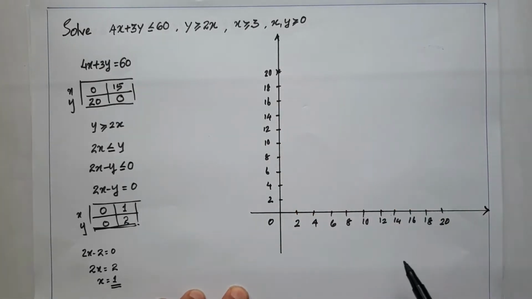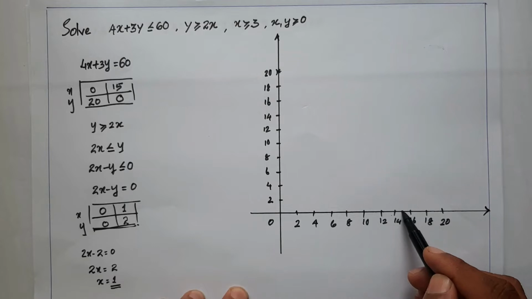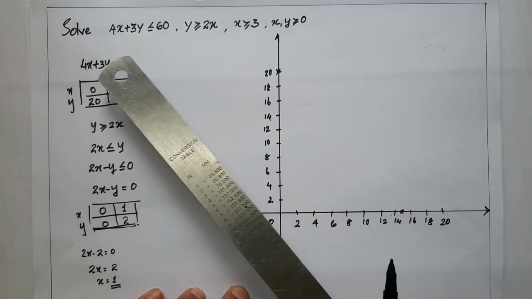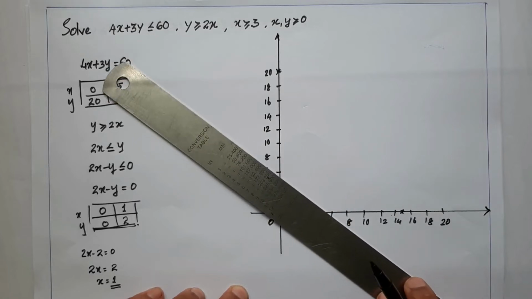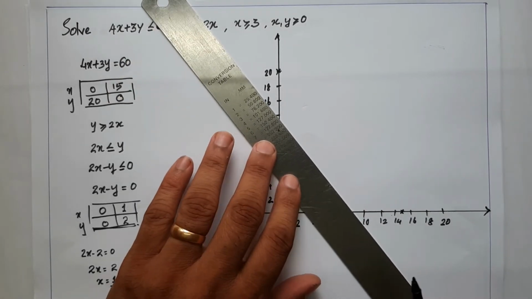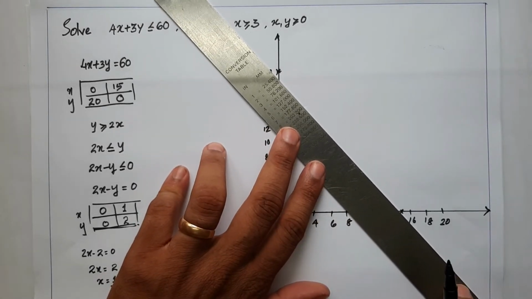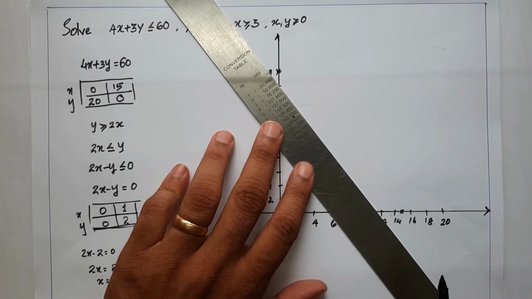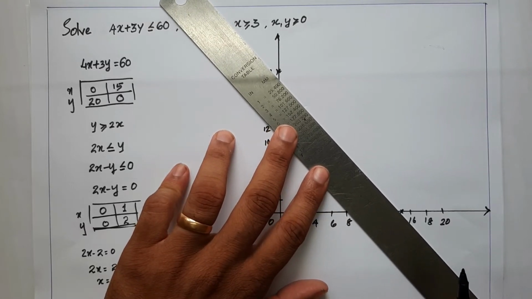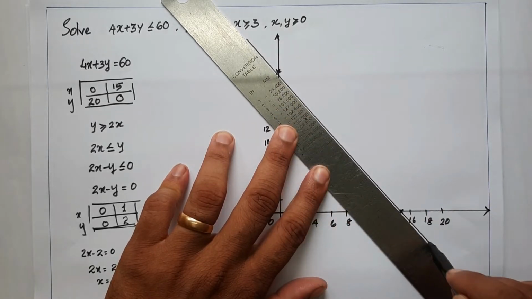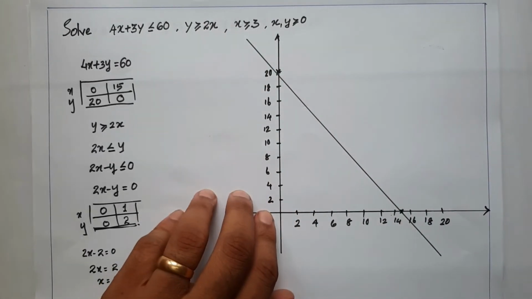The next point is 15, which lies between 14 and 16. By joining these two points, since the given inequality includes equality, we join these two points with a line. Otherwise, if the given inequality were 4x plus 3y less than 60, then we would join these two points using a dotted line. This is already an equal-to line, so we directly join these points.